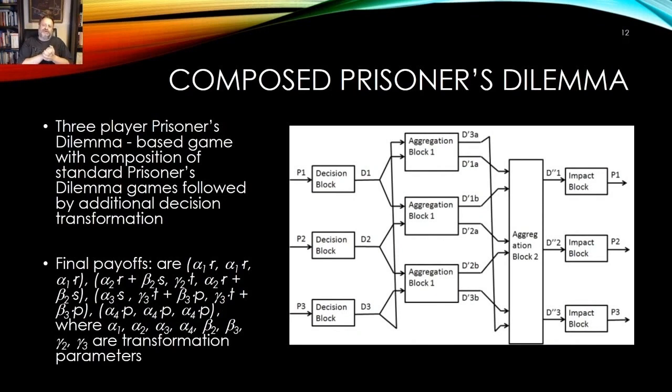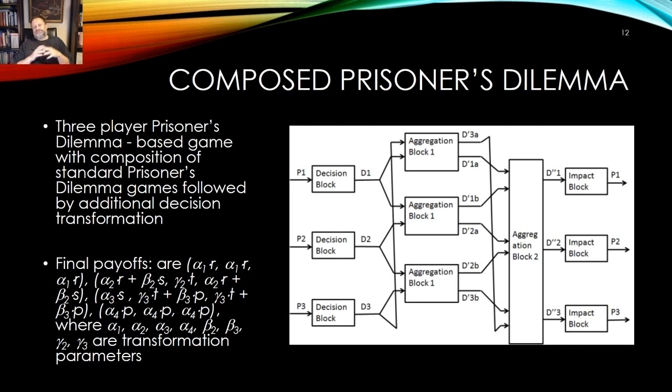Now, here you see another similar composition with a difference. Here again we have three players, they have their decision blocks, generate the decisions, then aggregation block 1 is the aggregation block that applies the prisoner dilemma payoff calculations to these decisions, and then we have an aggregation block 2 which alters these initial decisions and generates a new payoff decision.